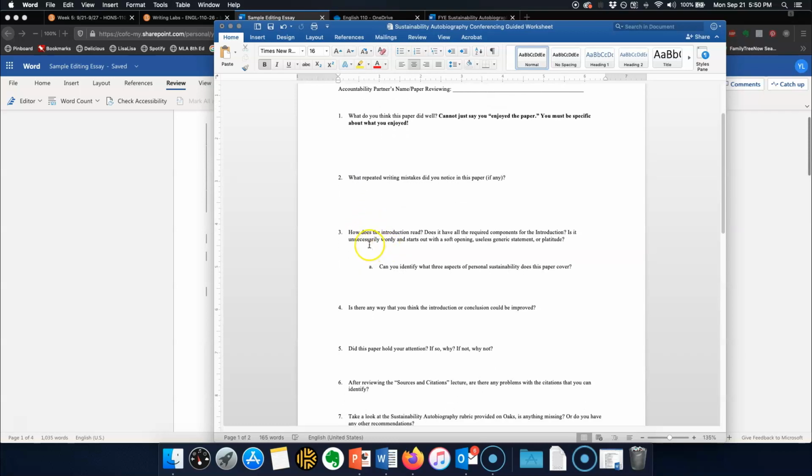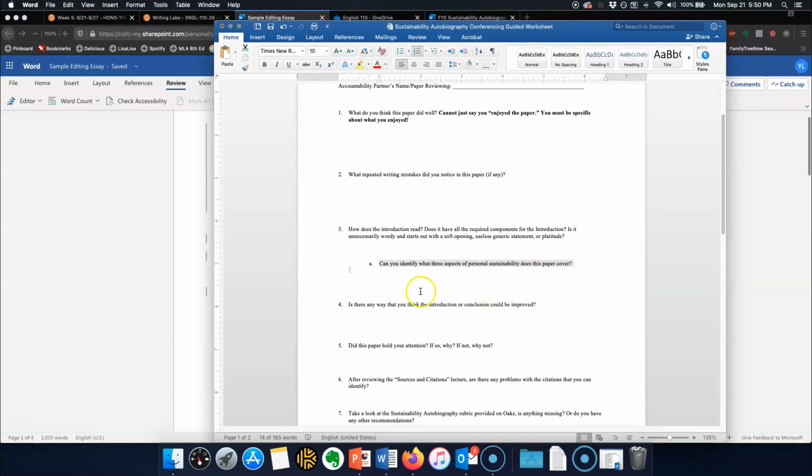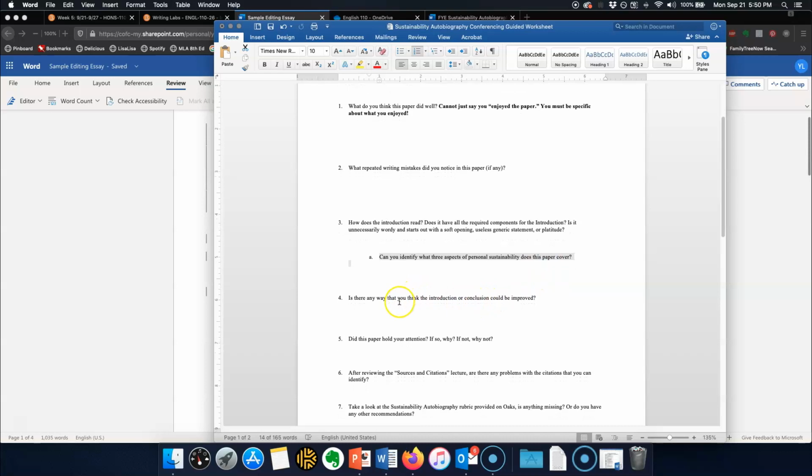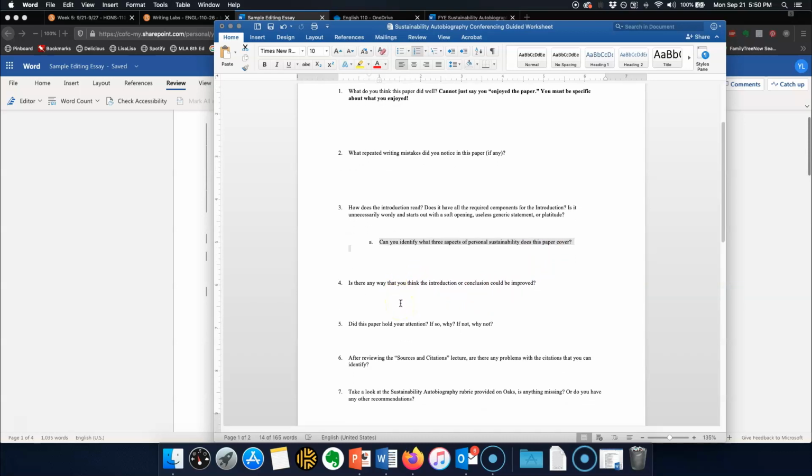Then I want you to really hone in on the introduction so that you can explain to them what you liked about the introduction, or if you thought the introduction was strong. Maybe it wasn't strong because it began with a platitude or a soft opening. We talked about what platitudes were. If you don't know what a platitude is, go back to the previous lectures and learn about what platitudes or soft openings are so that you do not have those in your paper. Then in the introduction, can you identify what three aspects of personal sustainability this paper covered? If you can't identify that, then this paper has some more work to do, right?